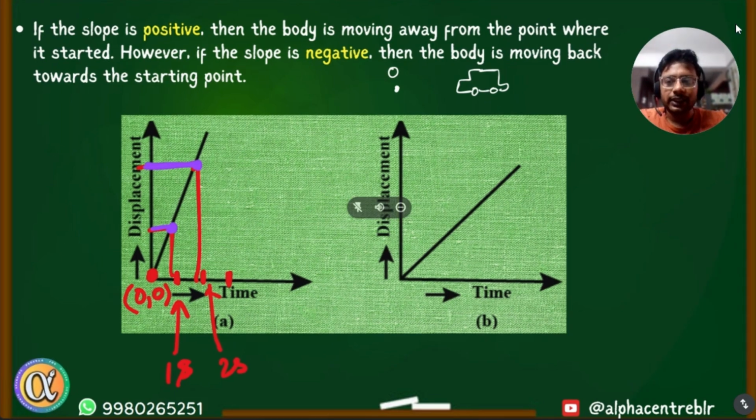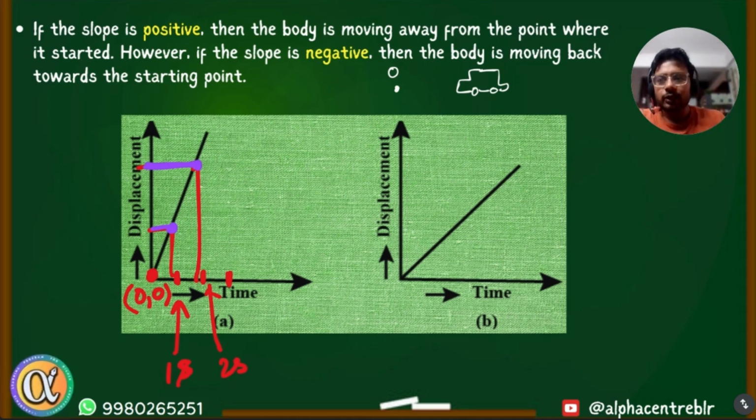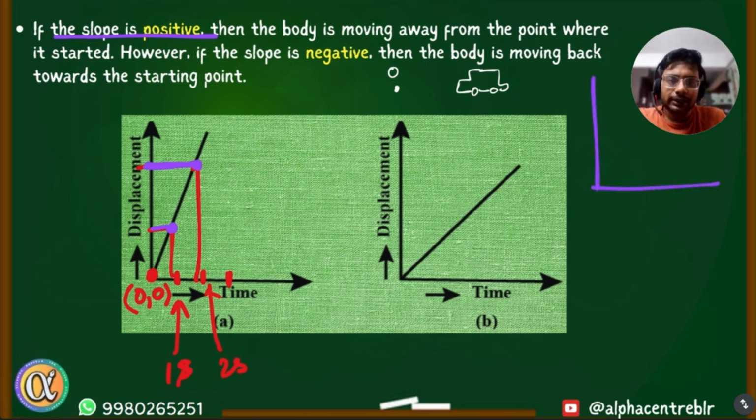As time is increasing, displacement is increasing here because the line is going up. So that is what we mean by positive slope. See above it's written, if the slope is positive, what do I mean by slope is positive? It means the line is going up like this. So whenever the line is going up like this, displacement increases. Displacement increases means the object which you are talking about is going far away from its original position. Clear?